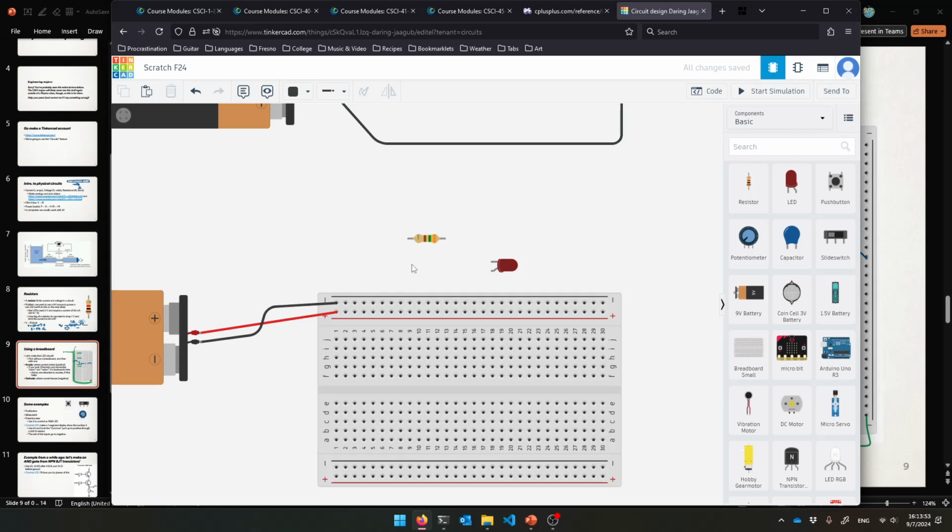Yeah, so let's do the same thing. I'd like to take positive down to a rail. Positive is red, so I'll use a red wire. Now this entire rail is powered, and I'd like to put a resistor along that positive.